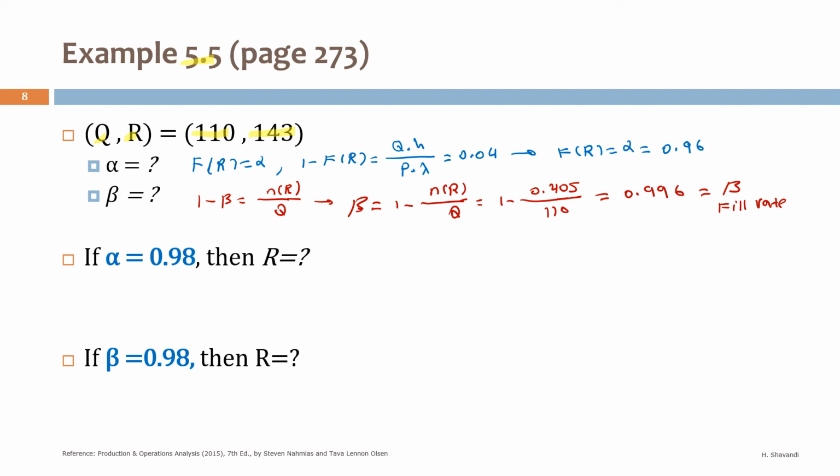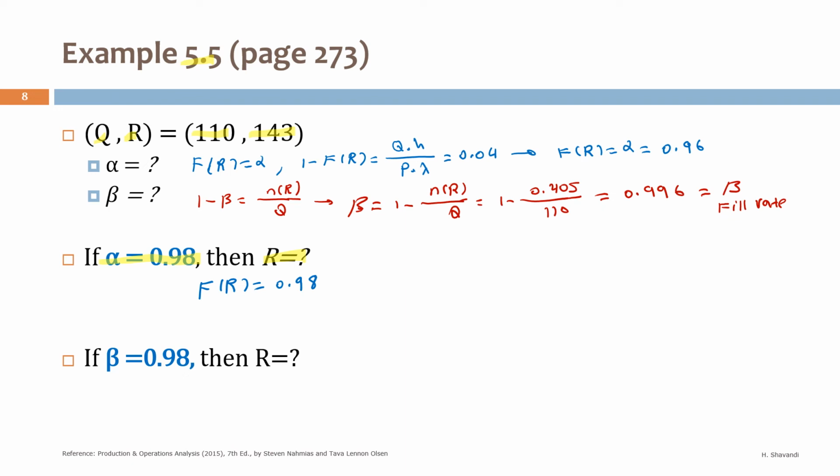So now let's try other service levels. As you see, the current service level for type 1 is 96%. We want to see what if we want to increase this type 1 service level from 96% to 98%, and then what should be the reorder point then. Okay, so in order to solve this, when we solve for this service level here, we say that F(R) should be equal to 0.98, right?